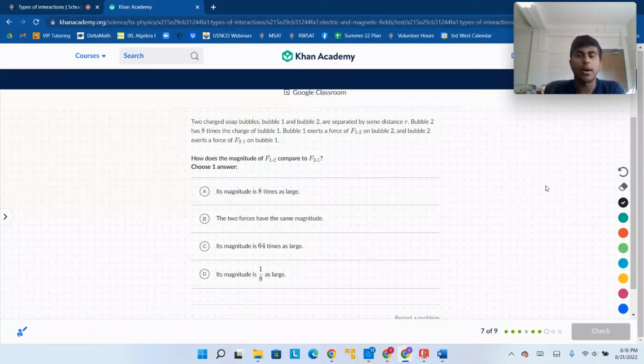Well, these are just going to be opposite forces, right? They're forces that act on the same things oppositely. They're the same type of force, the force of 1 on 2 and the force of 2 on 1. These are opposite forces which are going to be the same by Newton's third law. So they're going to have the same magnitude.